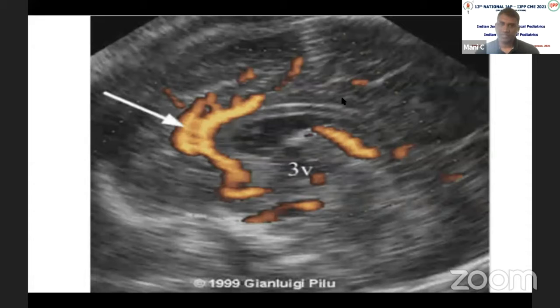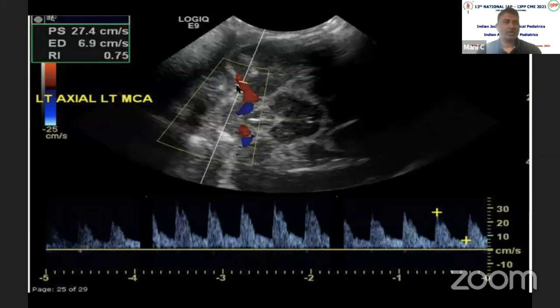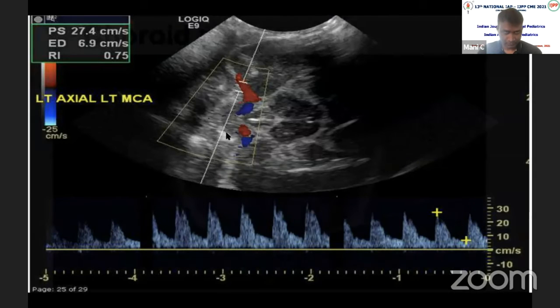This is the midline sagittal view, where if you put the color on, you get the flow of the anterior cerebral artery, with the arrow pointed out, and that's where we put the pulsed wave marker. Then you get a good systolic and diastolic flow like this, and you can measure the peak of the systolic and then the end of the diastolic point. That will give you the RI. Here the RI is 0.75, which is normal.